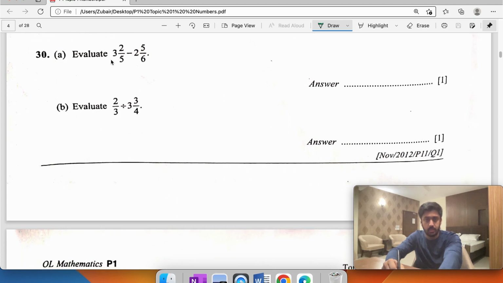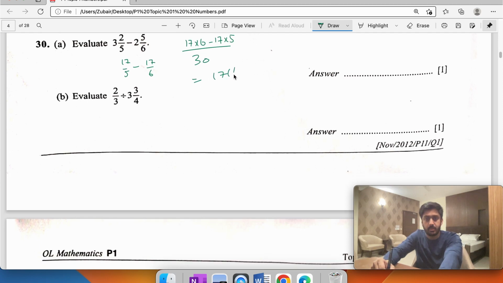Evaluate. 5 3 times 15, 16, 17 by 5 minus 6 2 times 12, 13 14 15 16 17 by 6, and we cross multiply, we get 30 as LCM, and this is actually 17 into 6 minus 17 into 5. So I'm taking out 17 as common, and I'm left with 6 minus 5 over 30. That is 17 by 30.